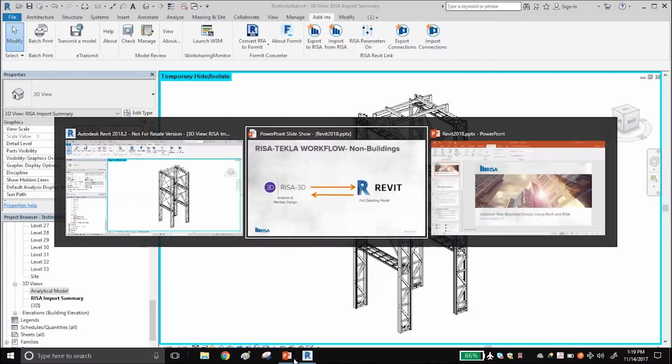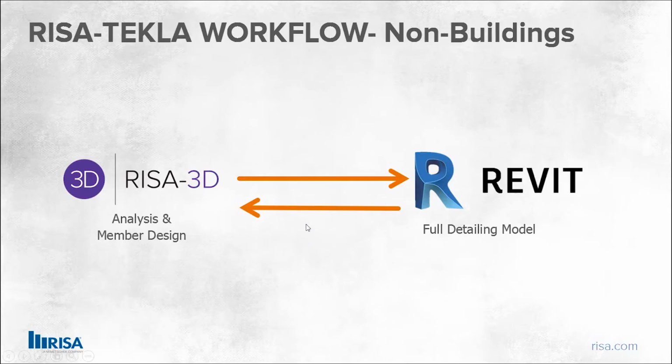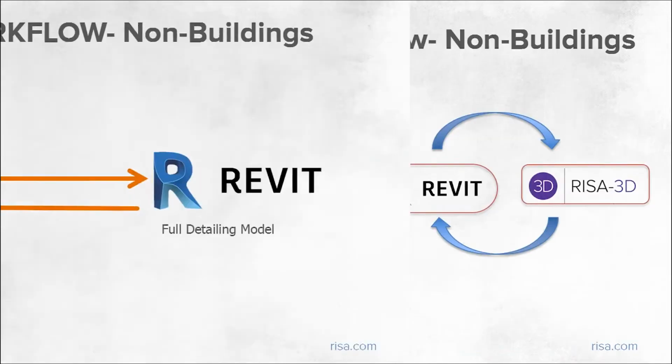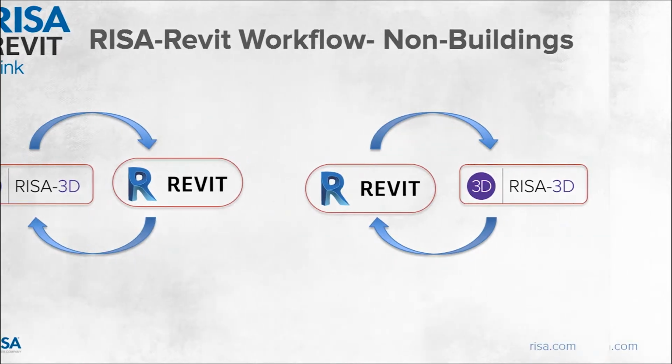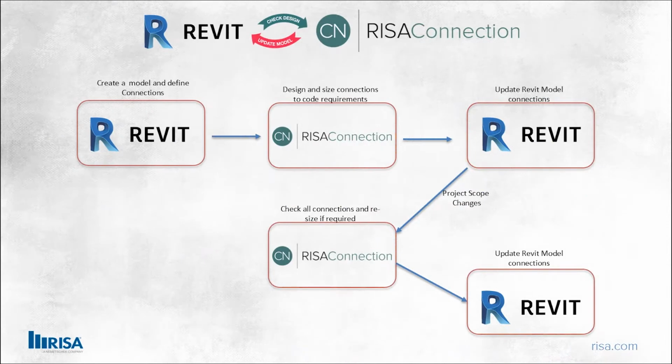The next step I want to talk about, so that's your non-building type structure when you go into RISA 3D. And you can go in any direction. We started in Revit this time. You could start in RISA 3D. I showed you the other direction for the building type model. So that's kind of the workflow of how you can go. The last piece is going to be RISAConnection.